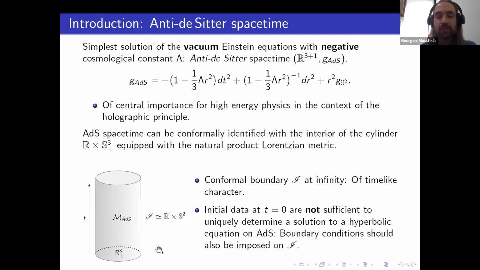Due to the presence of that boundary, if we want to study hyperbolic equations on such a background, let's say, for example, the scalar wave equation on AdS spacetime, we cannot uniquely determine a solution just by prescribing initial data, say at t equals 0. We also have to prescribe boundary conditions on this boundary at infinity, for example, Dirichlet or Neumann boundary conditions, more on that in a minute.